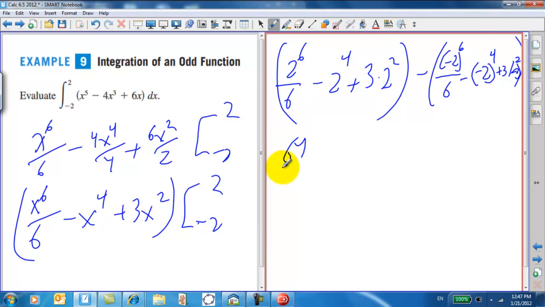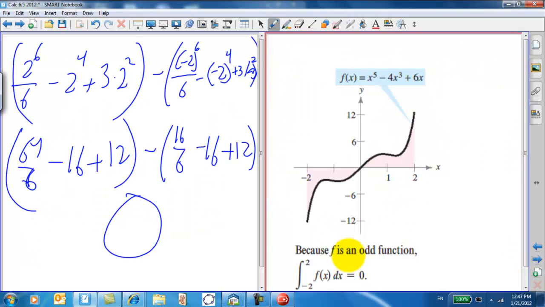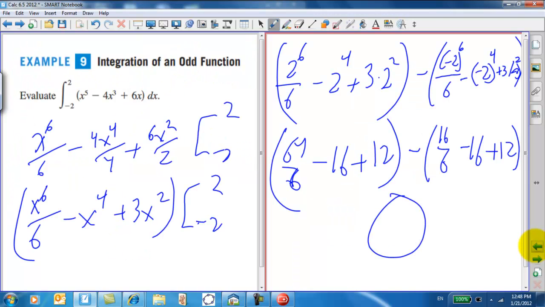So that's 64/6 minus 16 plus 12 minus 64/6 minus 16 plus 12. Well, that's the same thing. This is 0. We should have known that right along, right? Because we took the integral of an odd function from -a to a, from -2 to 2, and that'll always be 0. The stuff up here is canceling out with the stuff over here. Silly Mr. Lang.